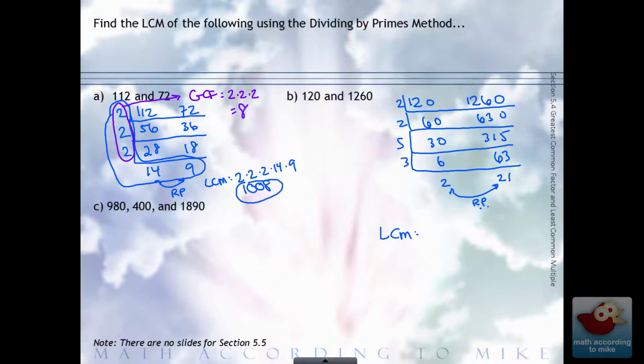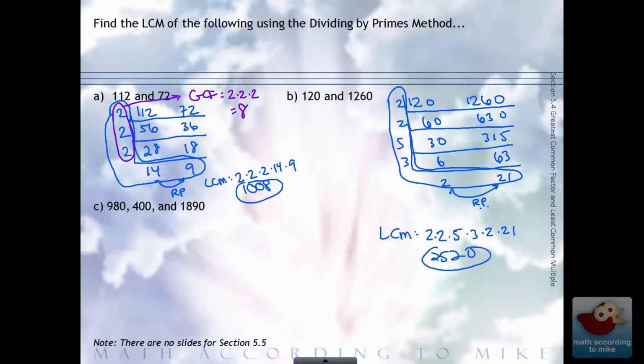you take all the numbers off to the side and also below, and you multiply them. So it'd be, in this case, 2 times 2 times 5 times 3 times 2 times 21. And throwing that into your calculator, we get 2,520. That was a good year.